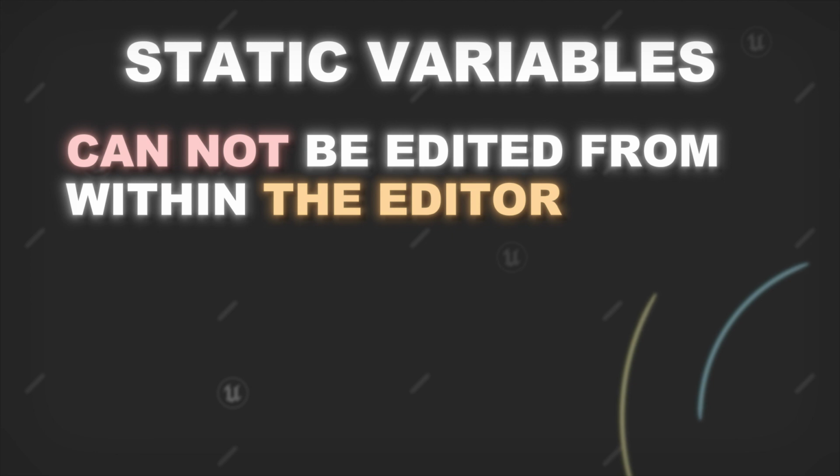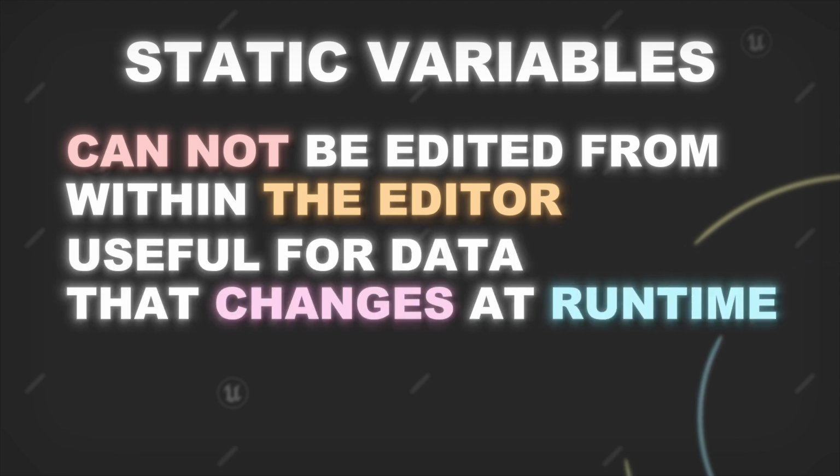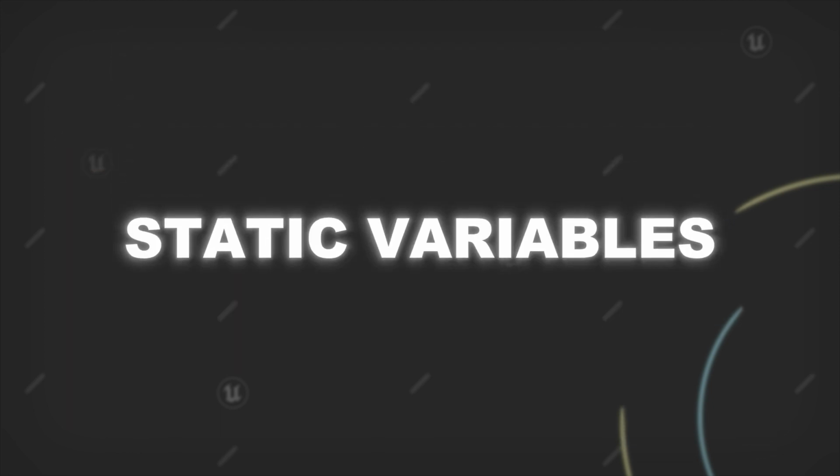So if you have a member variable that should be adjusted from within the editor, making it static might not be the best call. Therefore, it is more useful to use static member variables if you keep track of game relevant data that changes at runtime. But that's it. Now you should be able to use static variables.